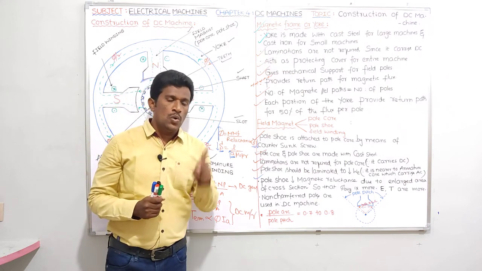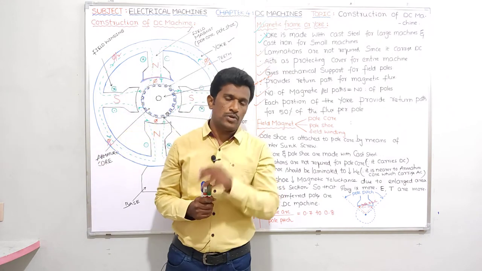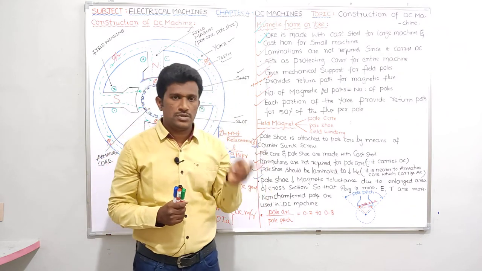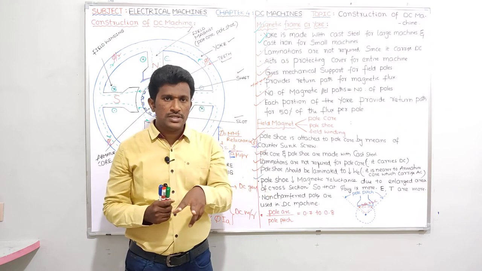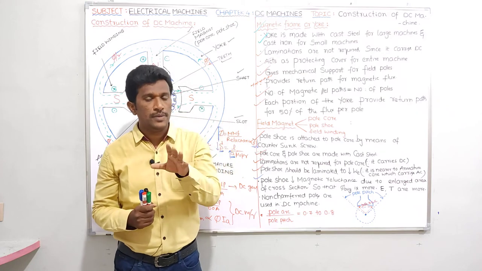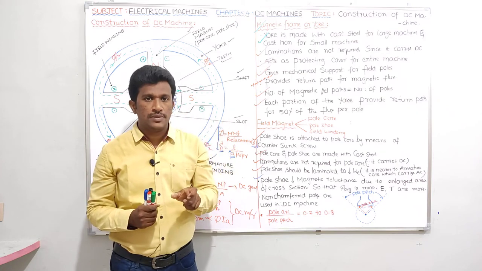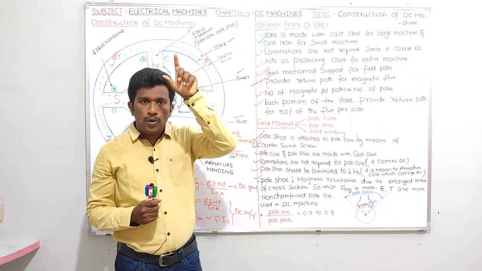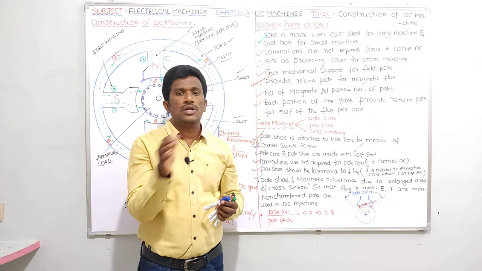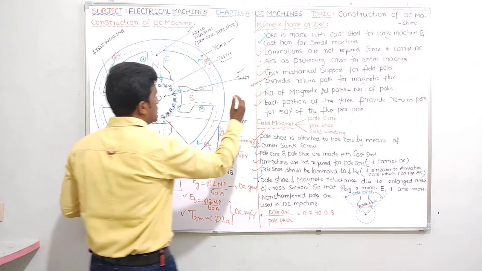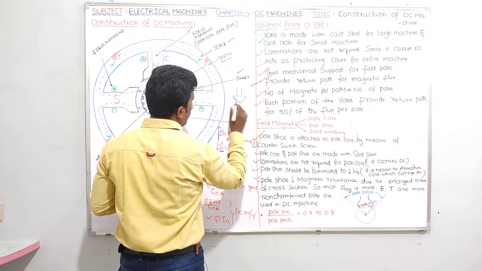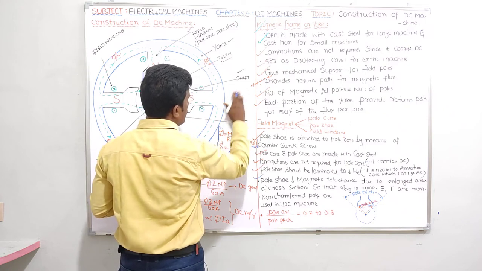There I told, we have two types of poles: chamfered poles and non-chamfered poles. Chamfered poles means, I am saying this very slowly, please try to refer to that topic, then it will be very easy for you. Chamfered poles means the air gap under the pole shoe will be minimum and the air gap increases as you go towards the pole ends.